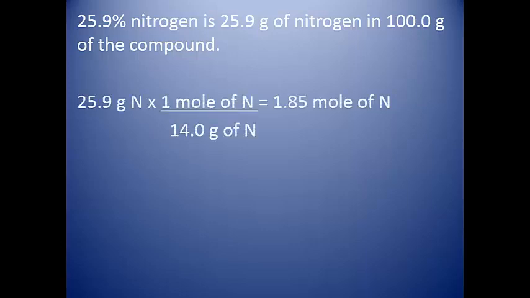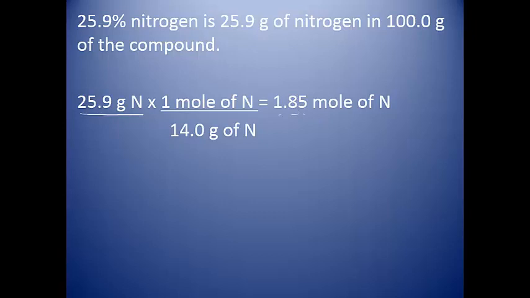So our first problem here, step 1, we're converting these to moles. We have our 25.9 grams. We got that from our percent up here, 25.9%. We look up on the periodic table nitrogen and see that 14.0 is the molar mass. So we're just doing a very simple grams to moles conversion, which we've done before. And we're looking at our significant digits and keeping 1.85 moles of nitrogen.